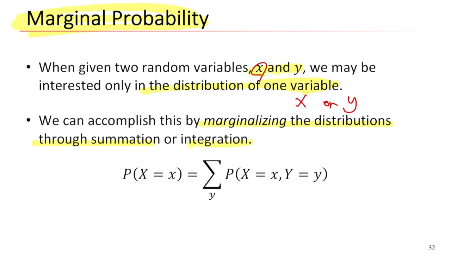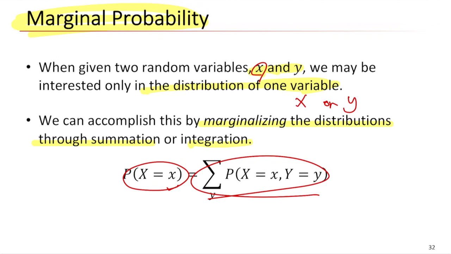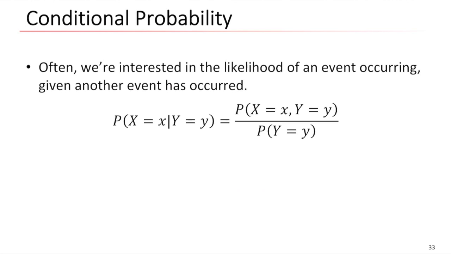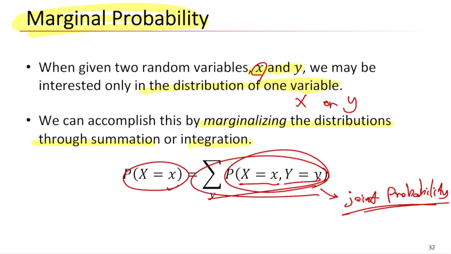Let's see an example. If we want to find the probability of X, we can compute the summation of P of X and Y. This is called the joint probability. This joint probability distribution can be decomposed into the conditional probability and the probability of Y. But we can see the probability of X can be computed by the integral of the joint probability. This is the marginal probability case.